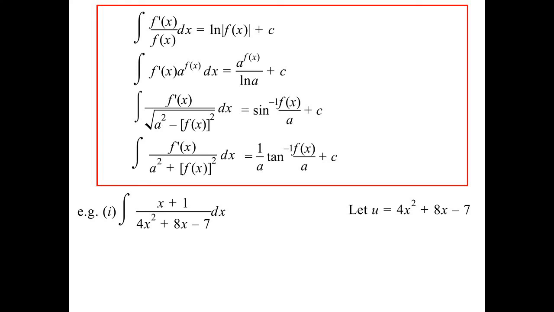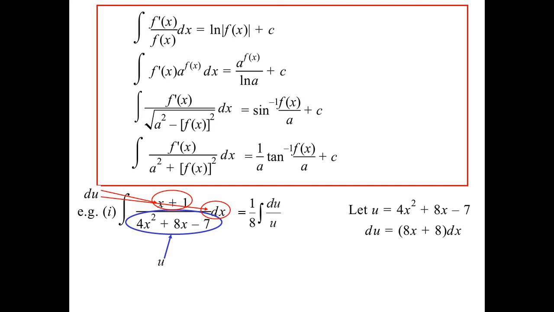So u is 4x squared plus 8x minus 7. So there's u, it's on the bottom of the fraction in case you didn't notice that. du will end up being (8x plus 8) dx. Well, we haven't quite got all of du, we've almost got it. We've got (x plus 1) dx. That's got something to do with du. It's 1/8 of it. But we now can turn it into a standard integral. It's the u on u, which we know is the log of the absolute value of u. And so now we substitute back in, and we get our answer.